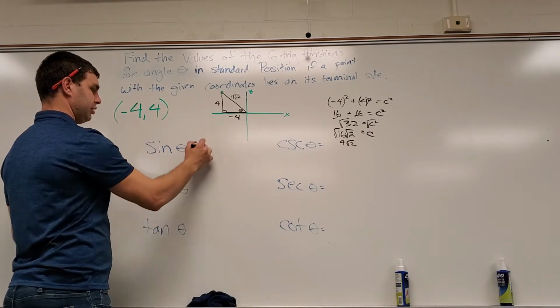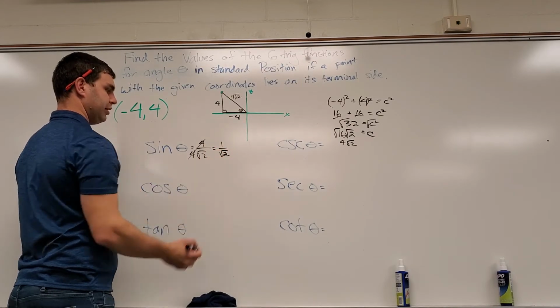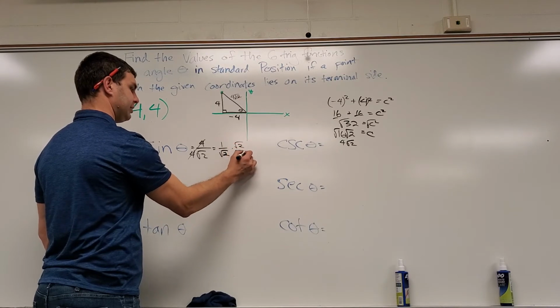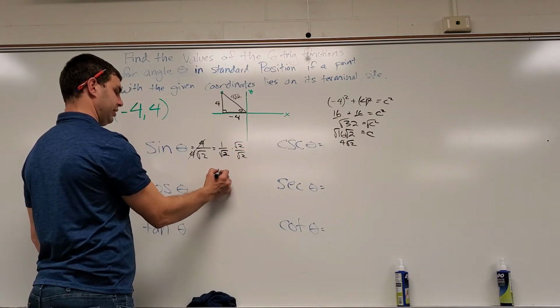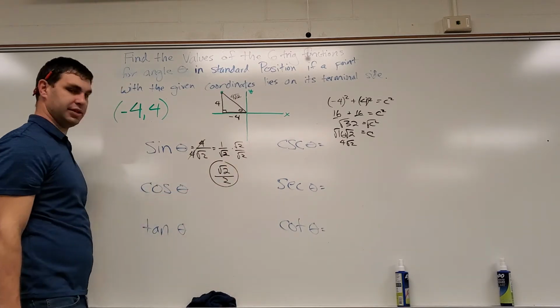So sine of theta, sine is opposite over hypotenuse, is going to equal 4 over 4 square roots of 2. So our 4's cancel. This is going to be 1 over the square root of 2. But of course, we cannot have a square root in the denominator, so I have to rationalize it. And this will give me the square root of 2 over 2 for sine of theta.